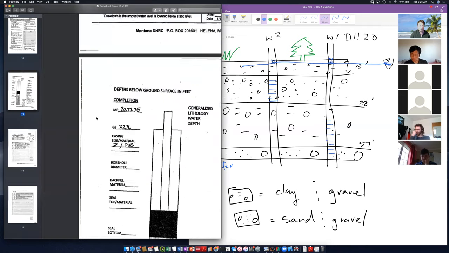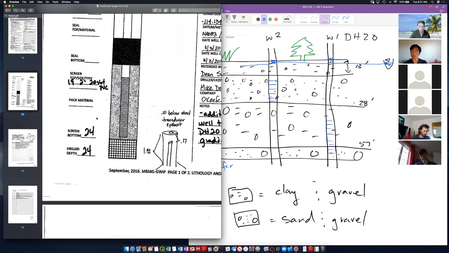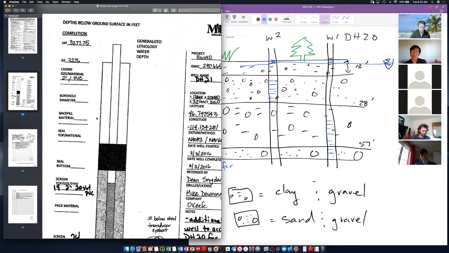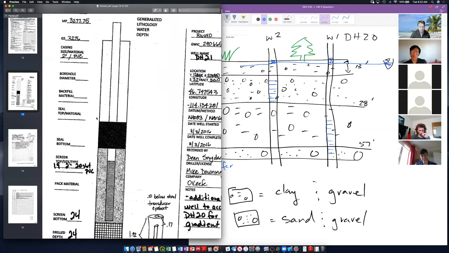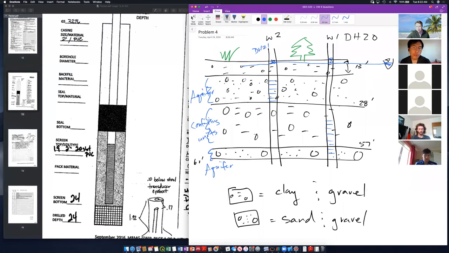So this is DH21. It is screened from 19 feet down to 24 feet, all right? Top is 19. It's a 2-inch, 20 slot. That's just the size of the screen. And the screen bottom is 24. So this guy, DH21, screen from 19 to 24 feet, all right, in this sort of upper aquifer.